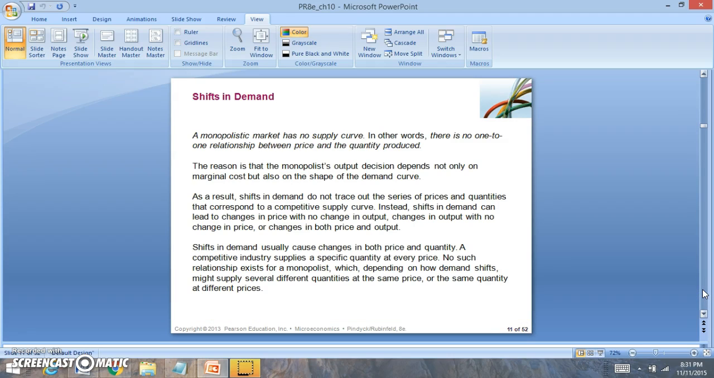But when we look at monopolistic markets, they really have no supply curve. In other words, there is no one-to-one relationship between price and quantity produced. The reason is it depends on the cost in the marginal cost curve. So shifts in demand do not really correspond to the supply curve. Instead, these shifts in demand can lead to changes in prices with no real changes in output. So demand shifts will be much different than in other markets.